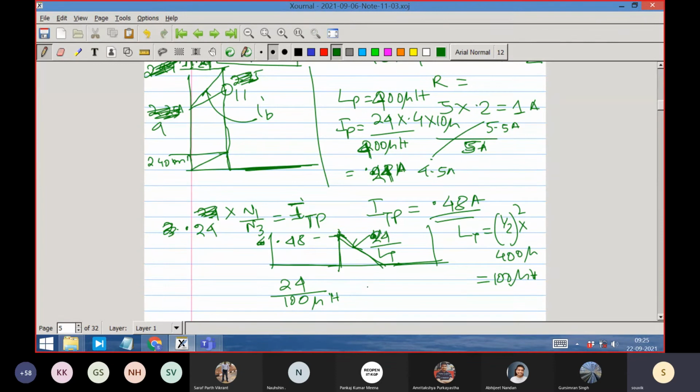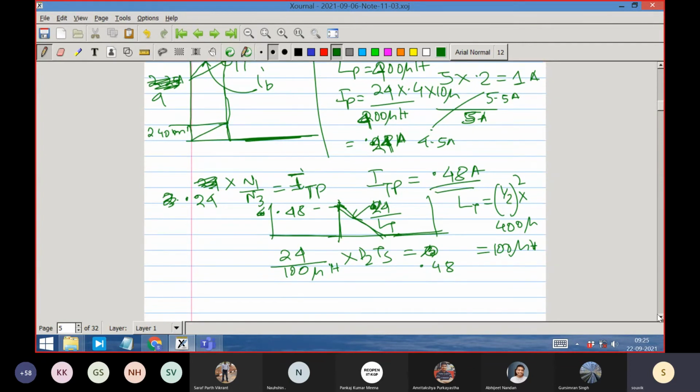That is the slope. How much time will it take? D2 into TS is when it reaches 0. By that time it has fallen from a current value of 0.48. Did I do correctly? Yes, I hope I have done correctly. So D2 TS is equal to 0.48 into 100 microhenry by 24, divided by 10 micro. That is D2.